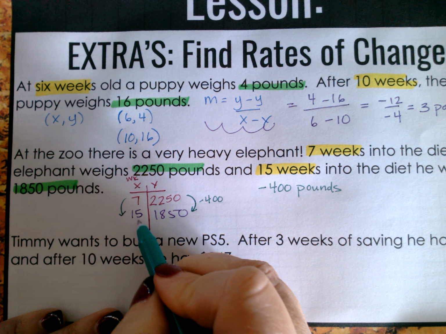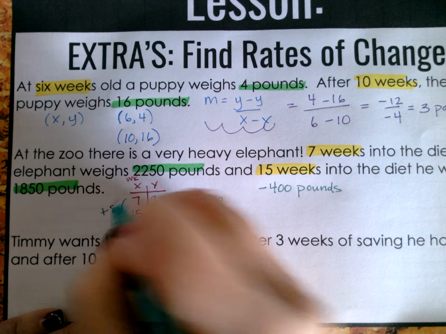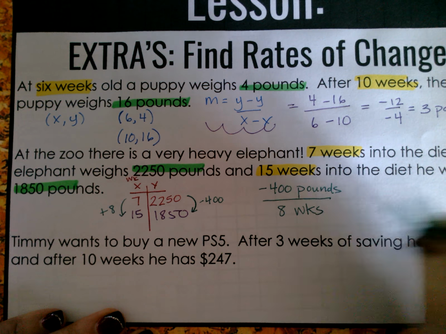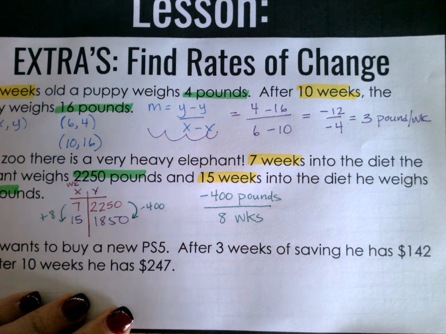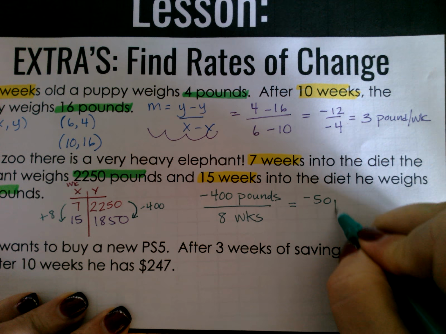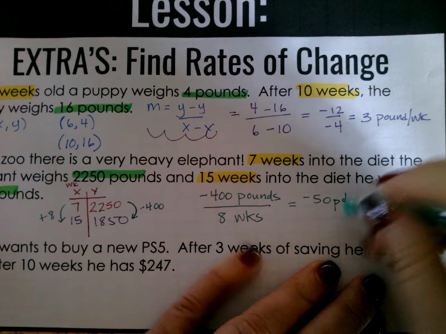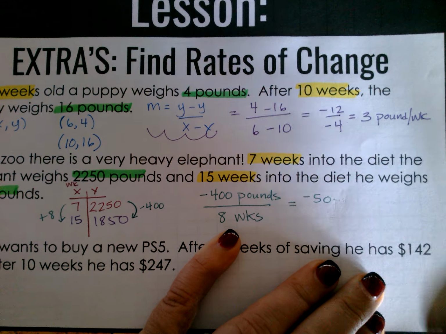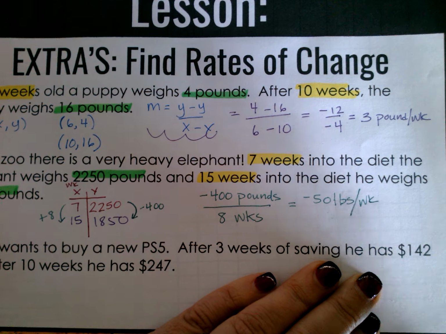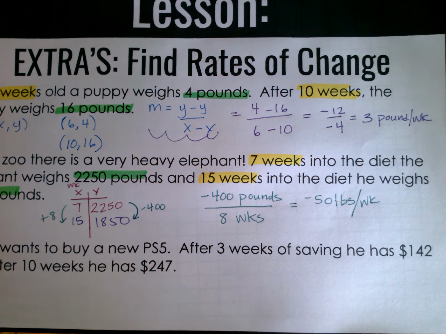Time, we went from week 7 to week 15. That is 8 weeks. Oh, okay. Negative 50 pounds. That's not pounds. Pounds is lbs per week.